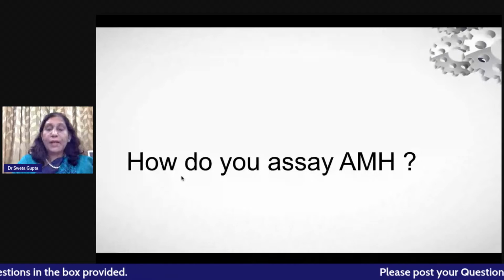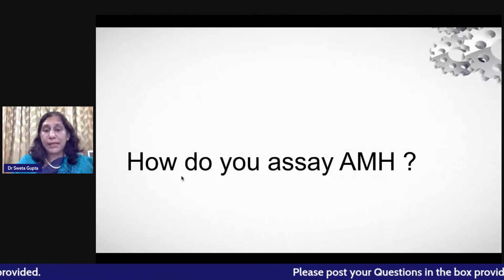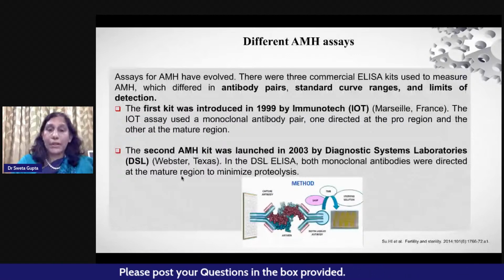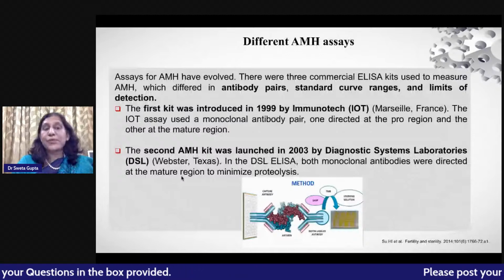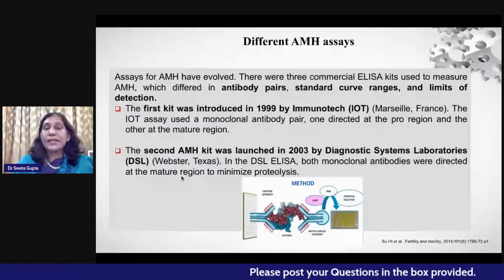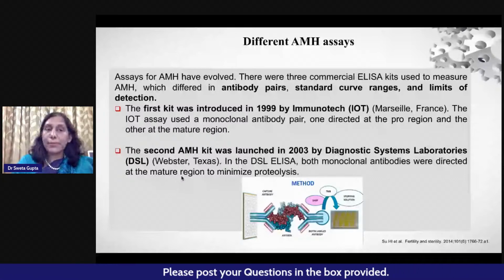But when it comes to AMH, how do we assay? How is it done? Assays for AMH have evolved. There were three commercial ELISA kits which were used to measure AMH, which differed in their antibody pairs, their standard curve ranges, and also limits of detection.